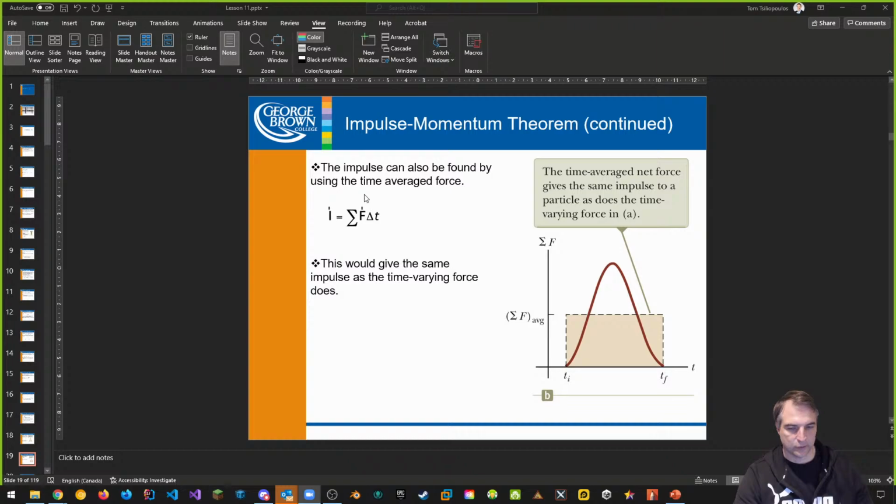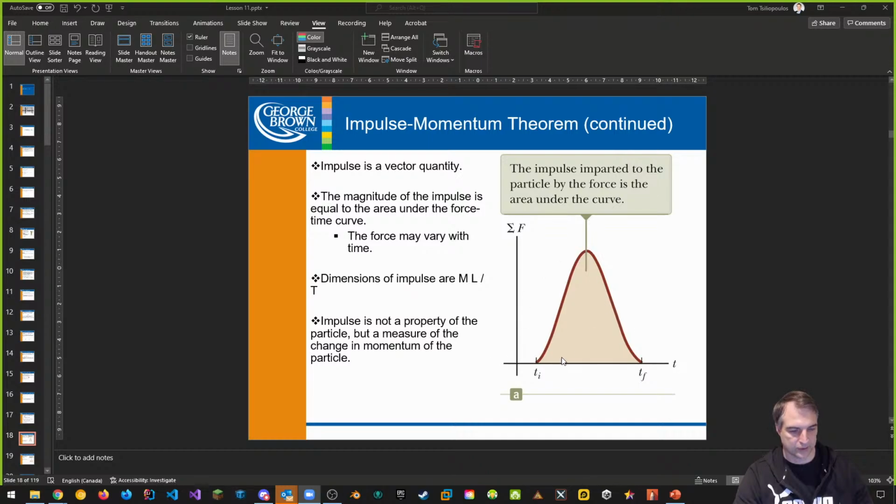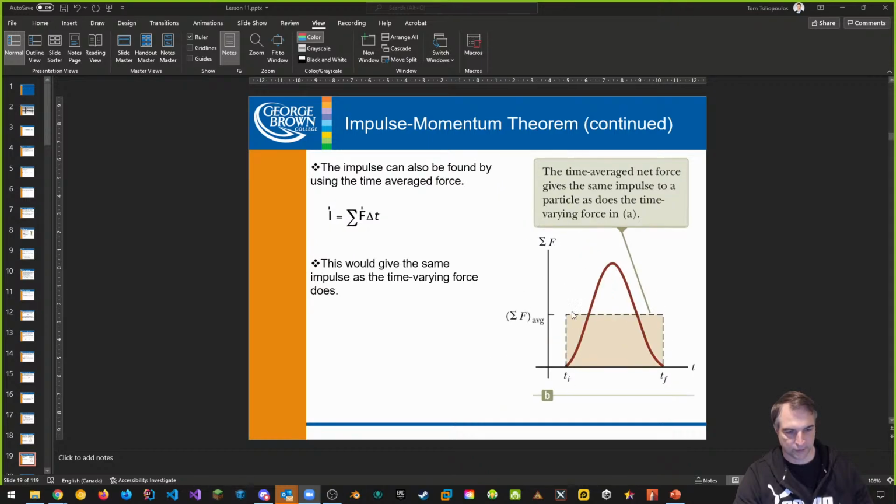So again, we can say impulse is equal to the sum of all forces over the change in time, right? And we can get something called the time average net force, which gives the same impulse to a particle as the time varying force. So this is another way of looking at this, where we're going to get a time average force, the average amount of force over time, which is very similar to the impulse we're going to get when we're trying to get the area under the curve. Okay, just giving you this example because if you take this part here and flip it around and put it inside the curve, it works out to be the same. Okay, again, neat math.